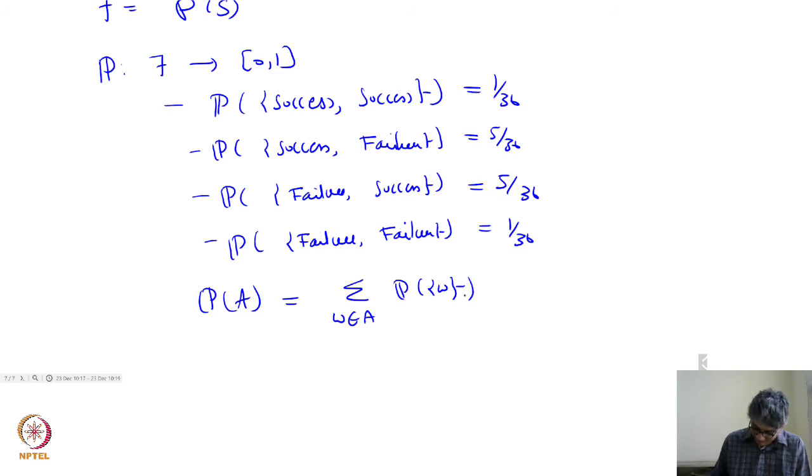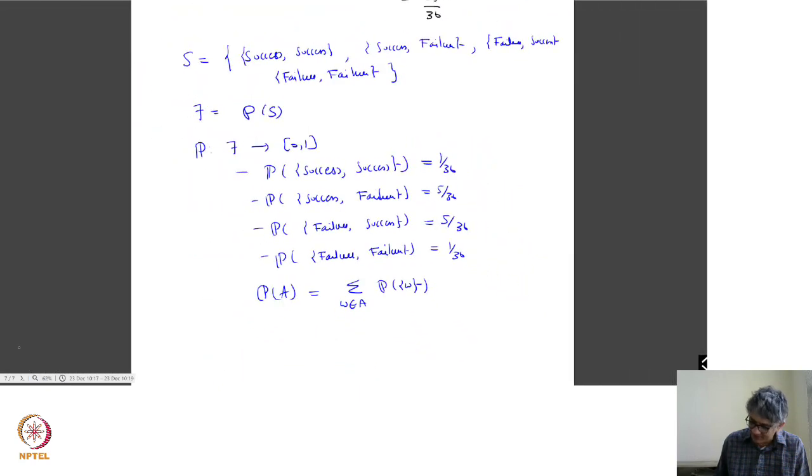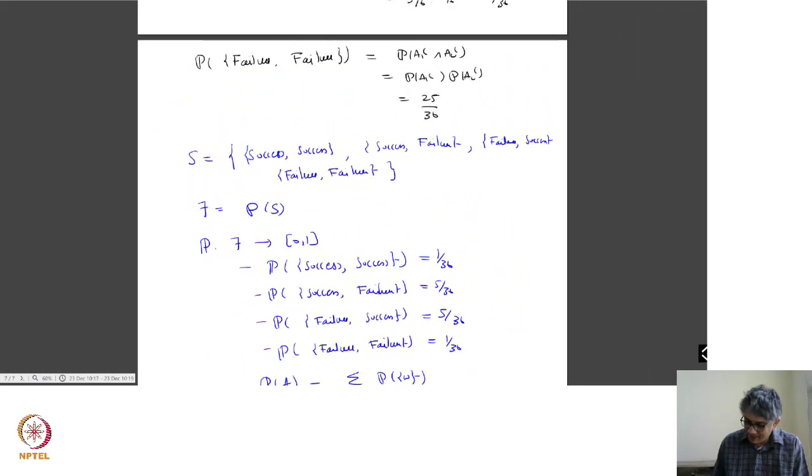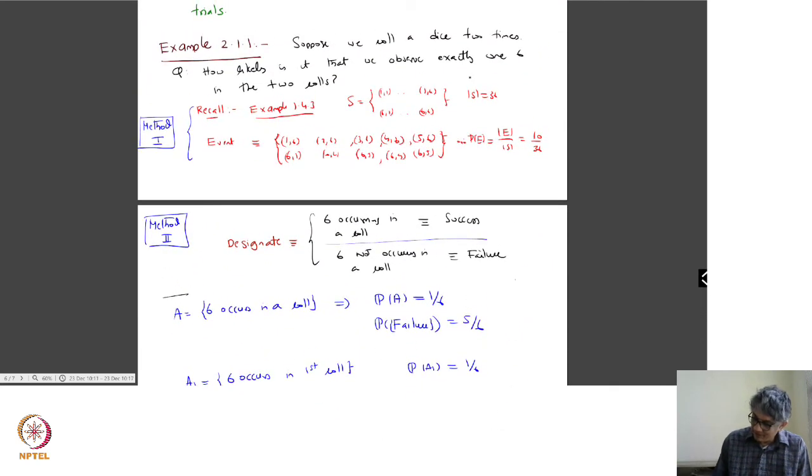That's how I'll define a probability. So this is just a side diversion of how I define my sample space. But let me get back to the question of interest. What is the question of interest? The question of interest was: is exactly one 6 in 2 rolls?